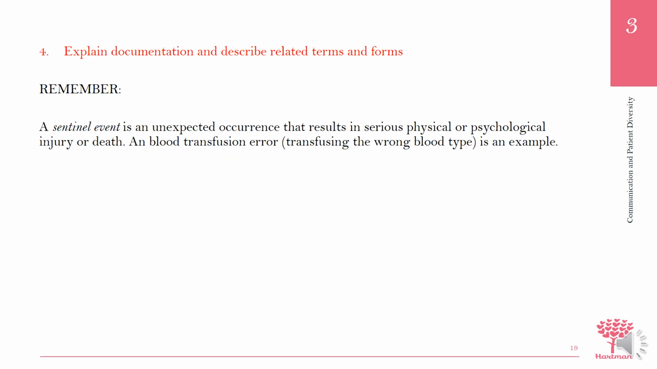You want to make note of what's called a sentinel event. A sentinel event is an unexpected occurrence that results in a serious physical or psychological injury or even death. A sentinel is a soldier who stands guard. Sentinel events are called sentinel because they signal the need for immediate investigation and response. An example of this type of event is a blood transfusion error that results in a patient's death. A sentinel event must be reported to the proper agency.